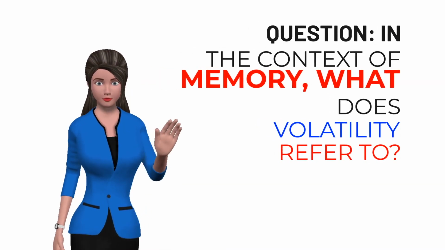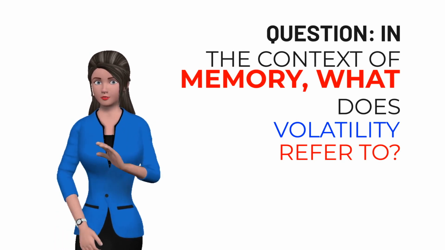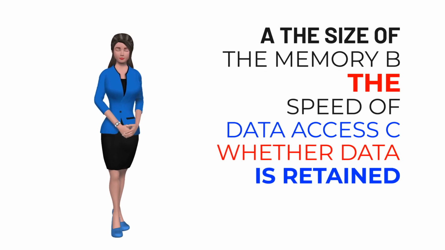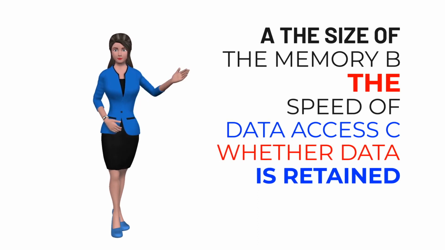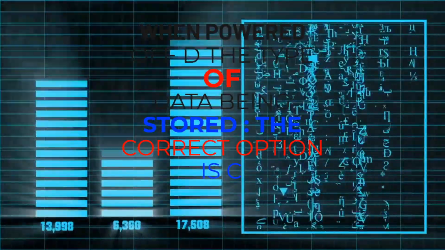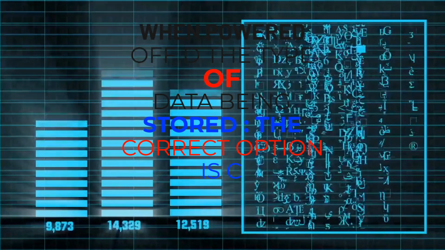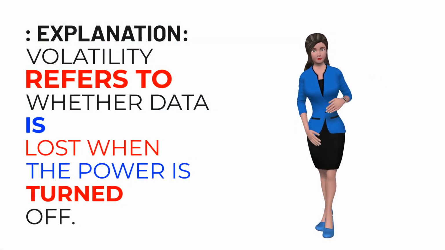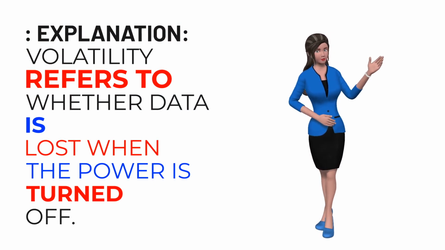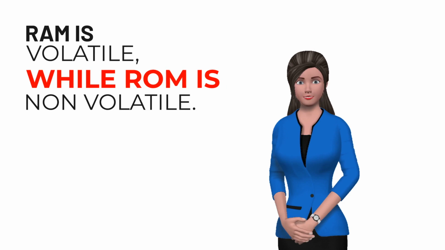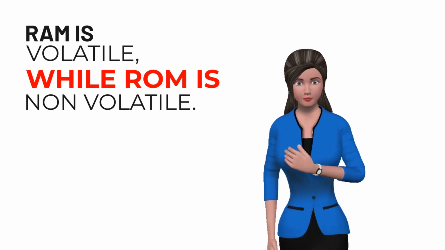Question. In the context of memory, what does volatility refer to? A. The size of the memory. B. The speed of data access. C. Whether data is retained when powered off. D. The type of data being stored. The correct option is C. Explanation. Volatility refers to whether data is lost when the power is turned off. RAM is volatile, while ROM is non-volatile.